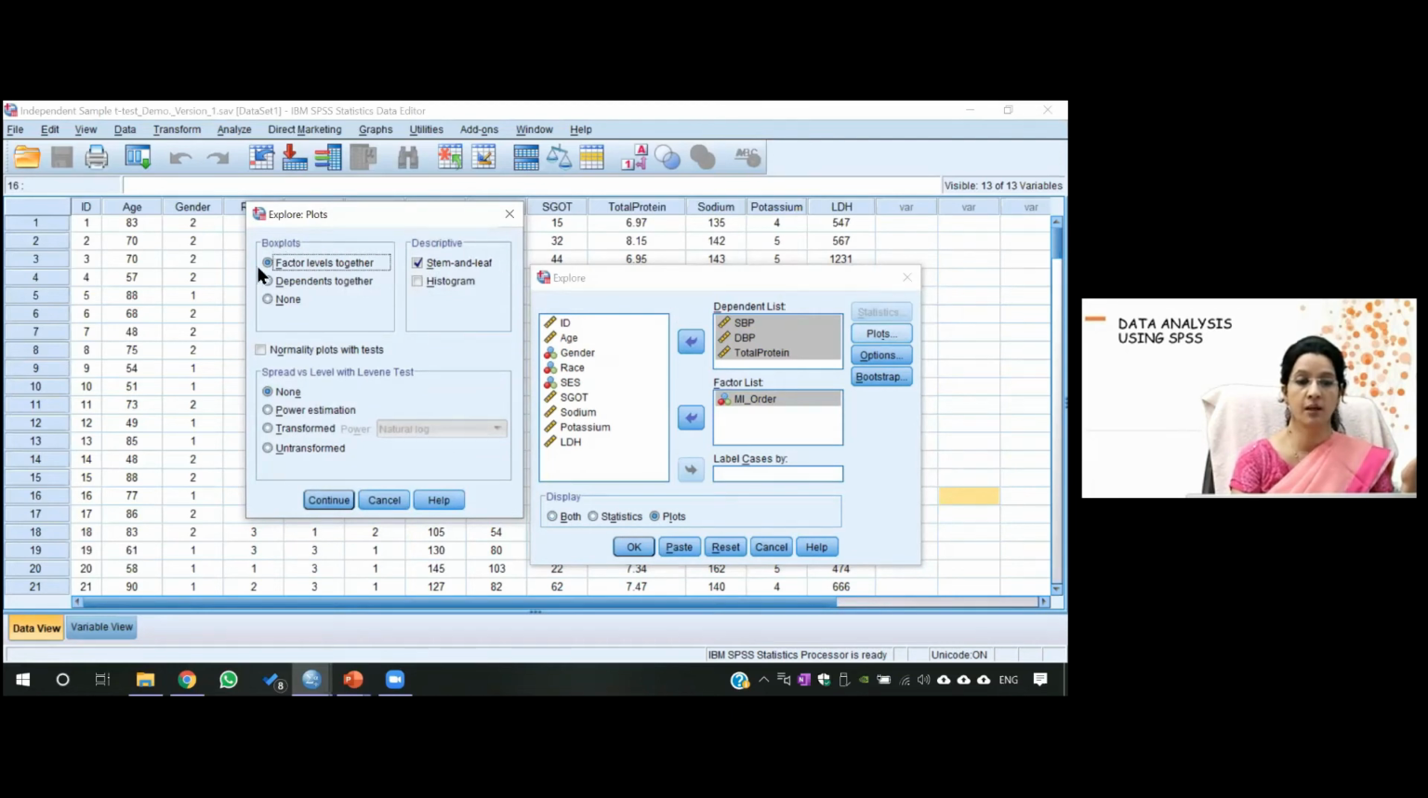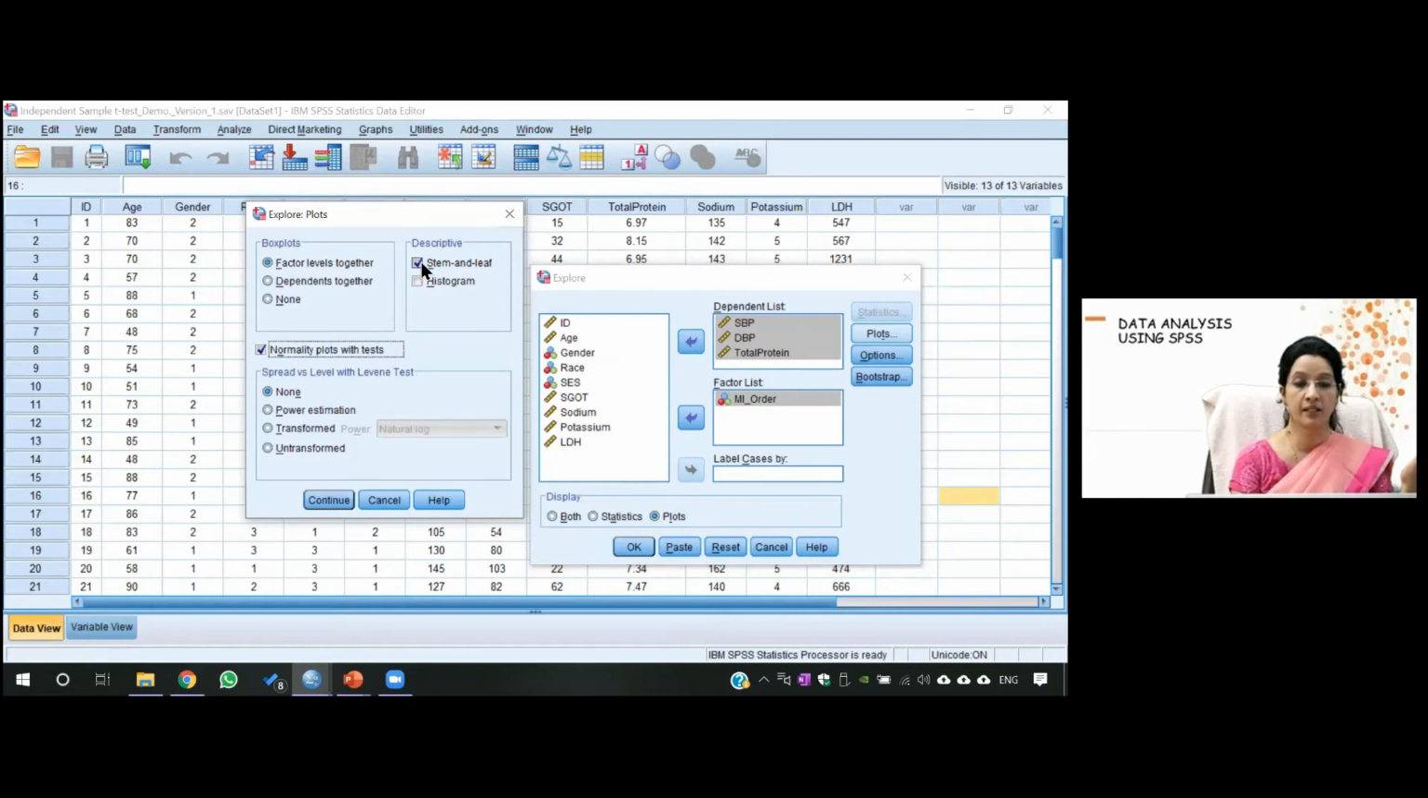Here you can see a box plot. Yes, I want this box plot. Why? Because in the box plot, you will see the outlier. And I want this normality plot because in the normality plot, I'll see the QQ plot with the Shapiro-Wilk test, right?